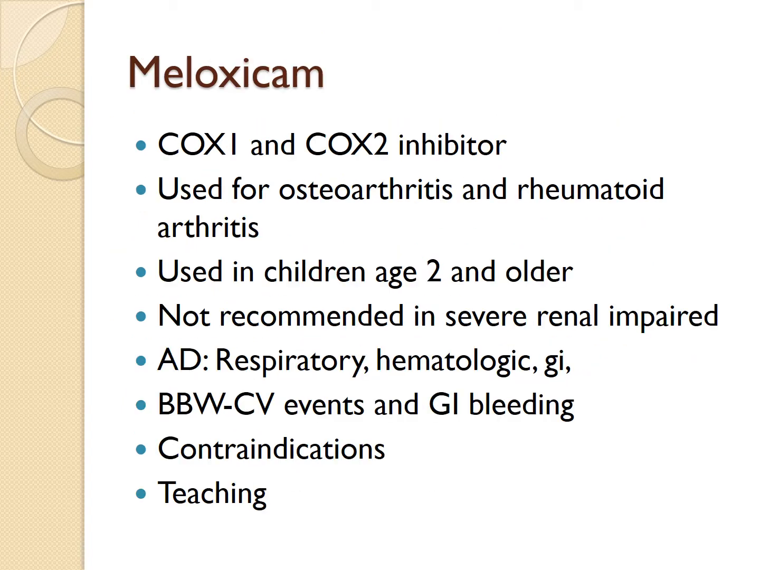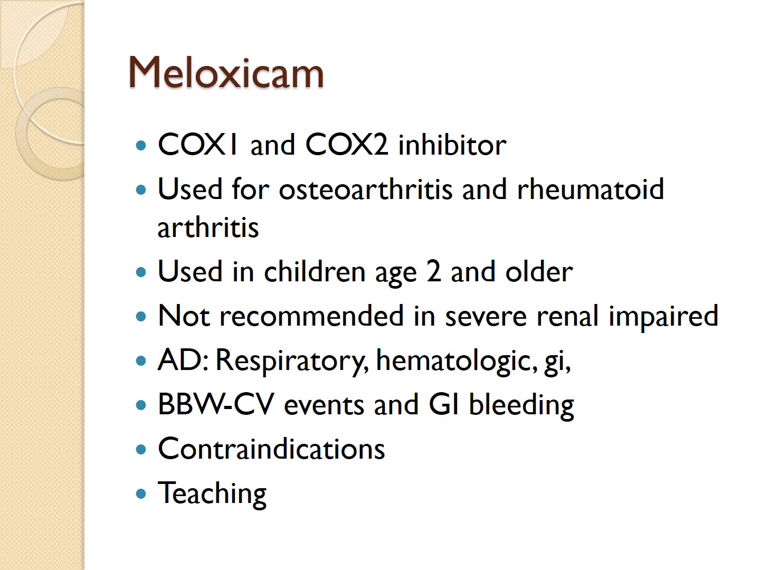Okay, so let's talk about meloxicam. It is a COX-1, COX-2 inhibitor, and it's used for osteoarthritis and rheumatoid arthritis. And it can be used in children age 2 and older. So it produces that anti-inflammatory, analgesic, and antipyretic effects, although you don't see it used for the fever part. It's not recommended in severe renal impairment.